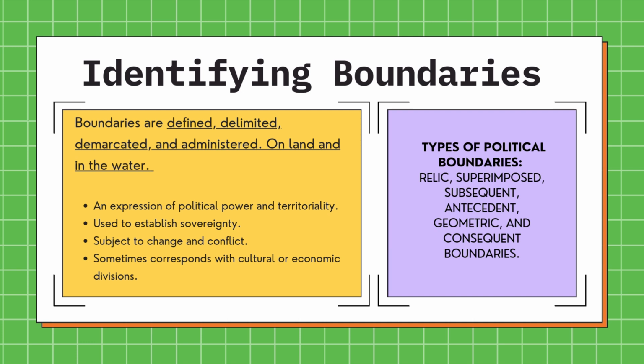Okay, so identifying boundaries. Not all boundaries are created the same. Some follow natural features like rivers or mountains. Others are completely random lines that are drawn on a map. So think of a group project where one person decides the roles without asking anybody else. That's kind of what happens when colonial powers divided up Africa. And guess what? They're still causing problems today.